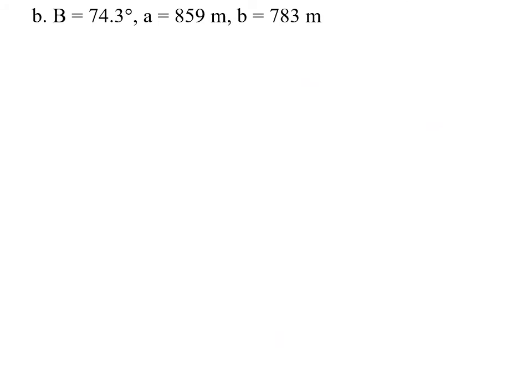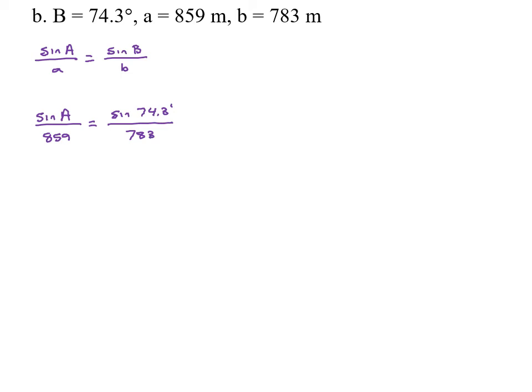Okay, let's do that again when we find the angles. Here I'm missing angle A. I have angle B and side A and B, but not angle A. So I'm still going to use sine of A over A and sine of B over B. But I don't know sine A. So I get sine A over 859 equals sine of B, which was 74.3, divided by side B, which is 783.